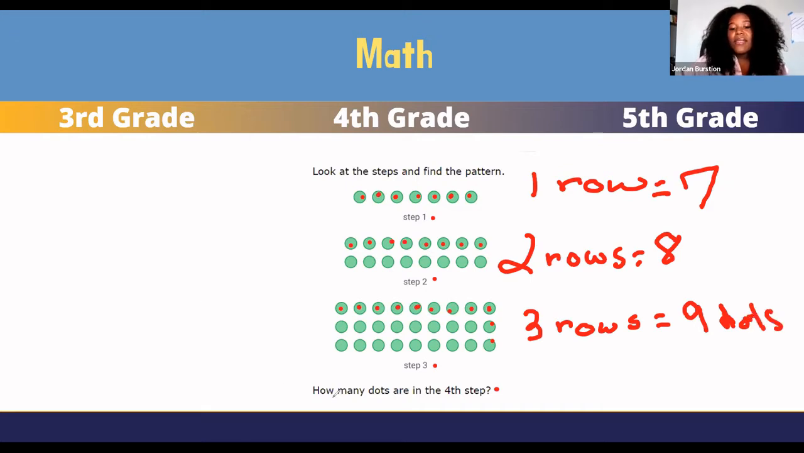Okay, so they want us to know how many dots are in the fourth step. Each step, we increase the number of rows. So in the fourth step, we'll have 4 rows. And we increase the number of dots in each row. 7, 8, 9. So we will have 10 dots in the fourth step for every row. Okay? And in total, that would be 10, 20, 30, 40 dots all together.